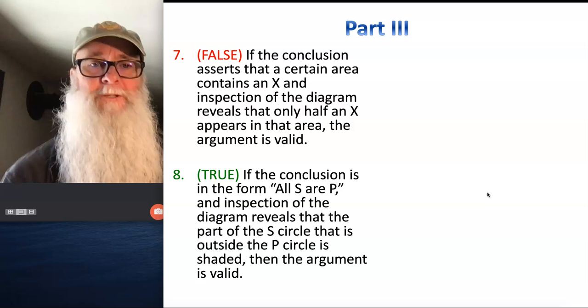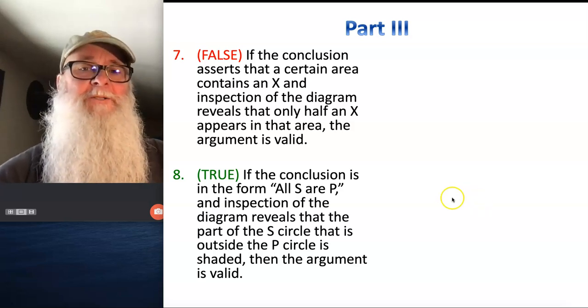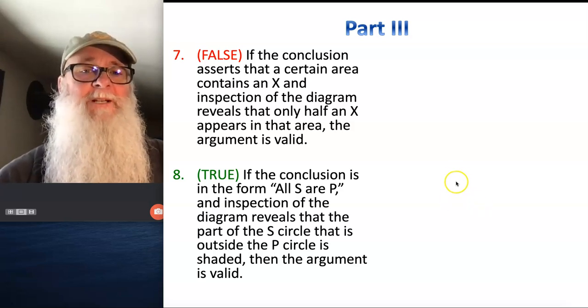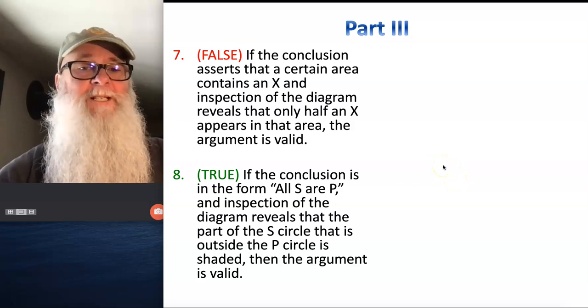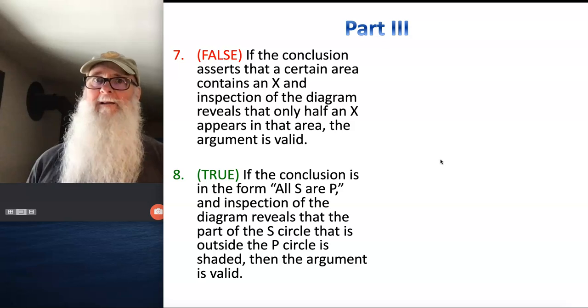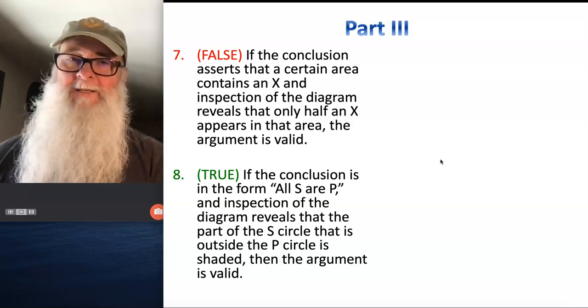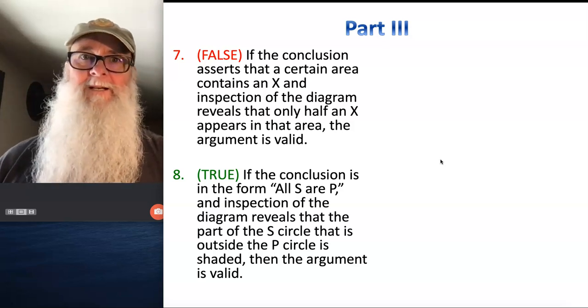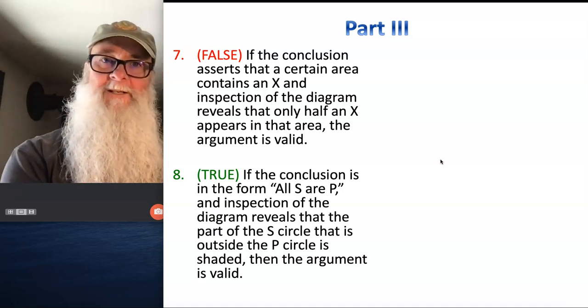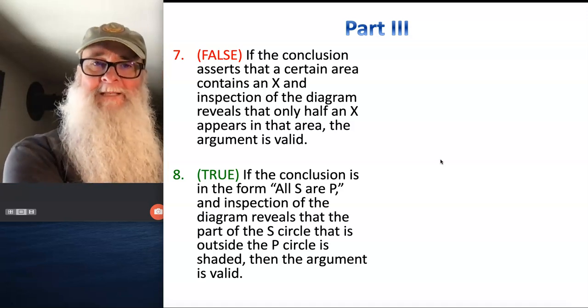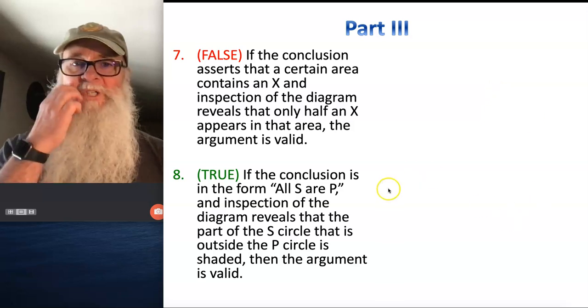Number 8, if the conclusion is in the form all S are P, an inspection of the diagram reveals that the part of the S circle that is outside the P circle is shaded, then the argument is valid. Yeah, because if the area outside the P circle is shaded, that means there's nothing there, which means that the unshaded area that it has in common with the P circle must be where they all are, showing all S are P.